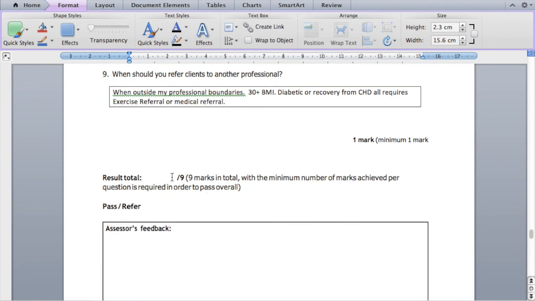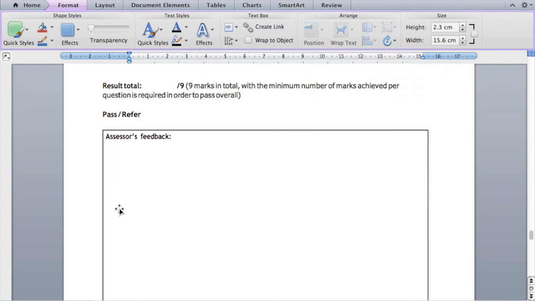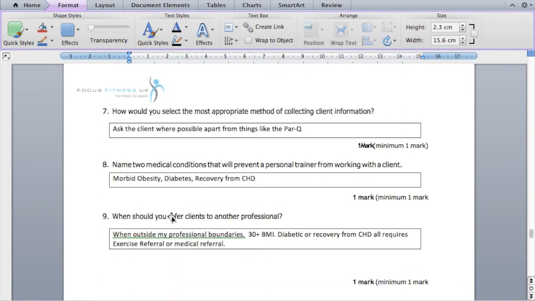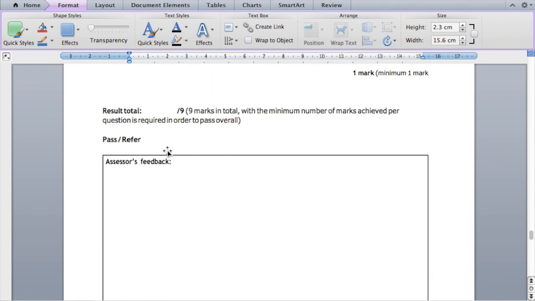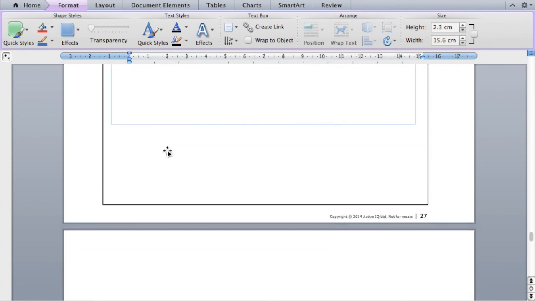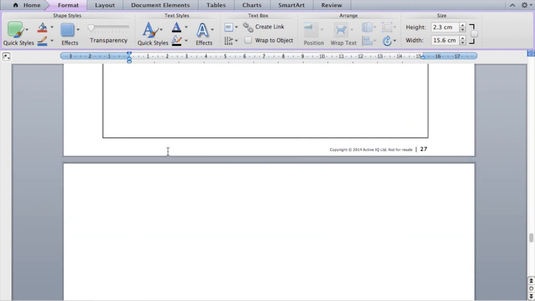My assessor will mark my score here. I need 9 out of 9 to pass. They'll indicate whether the work's been passed, and they'll write me some detailed feedback about the questions and the answers. Once you've completed that bit of work, that is your case study or your portfolio fully complete.